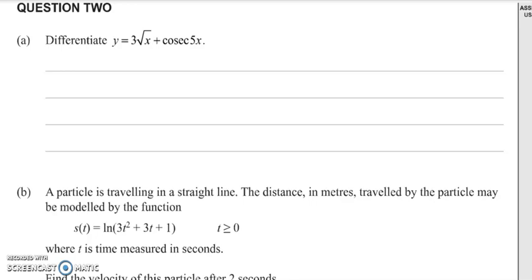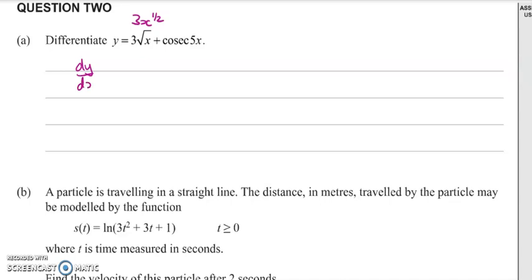All right, welcome back. We are going through the Level 3 paper from 2018, the differentiation paper for the calculus course. So we're on to question 2, and we've got this one here where we need to differentiate this expression. Now remember, 3 root x is just 3x to the power of a half.